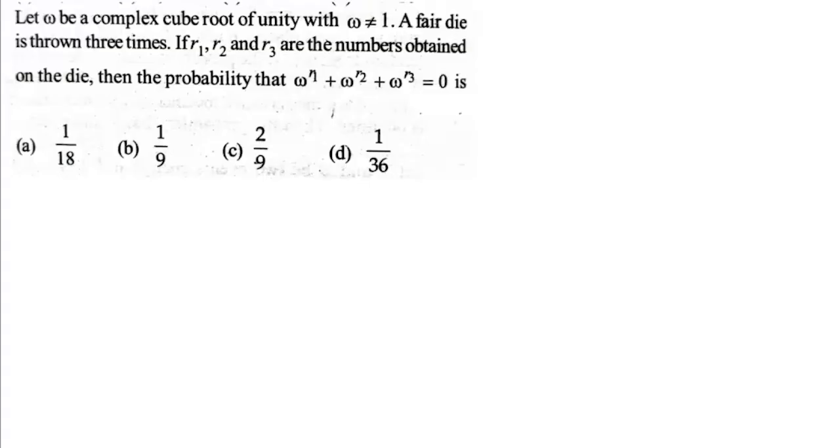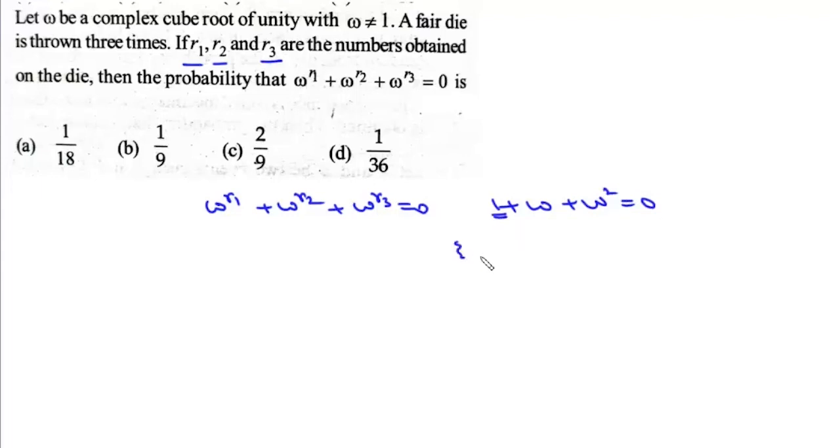Now here the question is, let omega be a complex cube root of unity with omega unequal to 1. A fair die is thrown 3 times. If R1, R2 and R3 are the numbers obtained on the die, then the probability that omega to the power R1 plus omega to the power R2 plus omega to the power R3 is 0. Now we know that 1 plus omega plus omega square is 0. So we'll get 1 when the value of R is either 3 or 6. We'll get omega if it is either 1 or 4, and we'll get omega square if it is either 2 or 5.